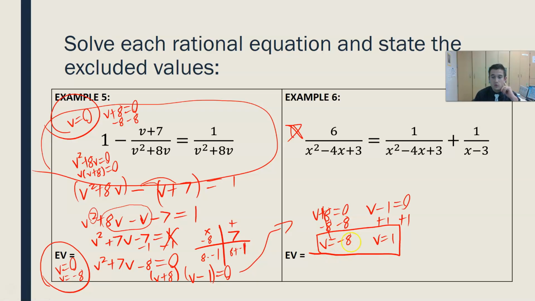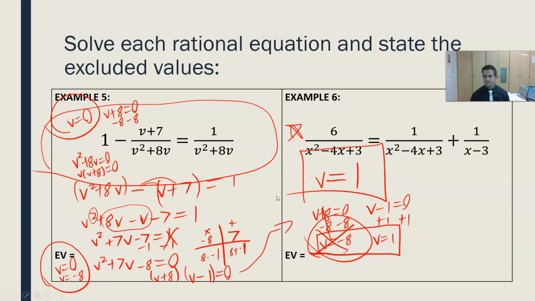So notice over here, one of the solutions I got was negative 8. Since that solution is an excluded value, that solution is invalid. It doesn't work. So my only accurate and valid solution is v equals 1. I have one solution that is going to work in this problem. One solution, and that would be v equals 1.